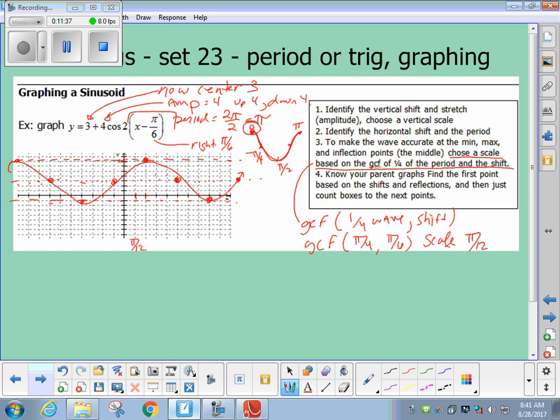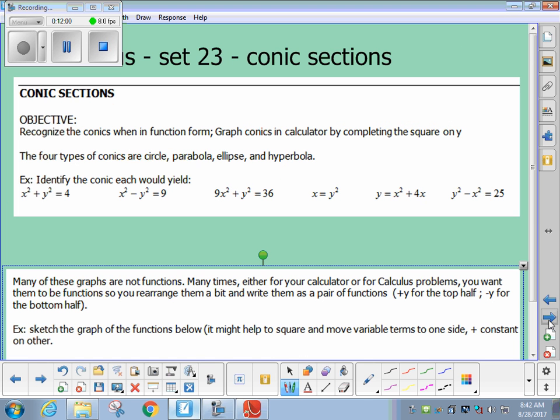That is accurate at every critical point for calculus purposes. Okay? Now, choosing the scale is the hardest part. Once that horizontal scale is chosen, it's just 1, 2, 3, point, 1, 2, 3, point, or whatever, however many boxes it might be. Okay, I think there's 2 on tonight's homework for you to practice.